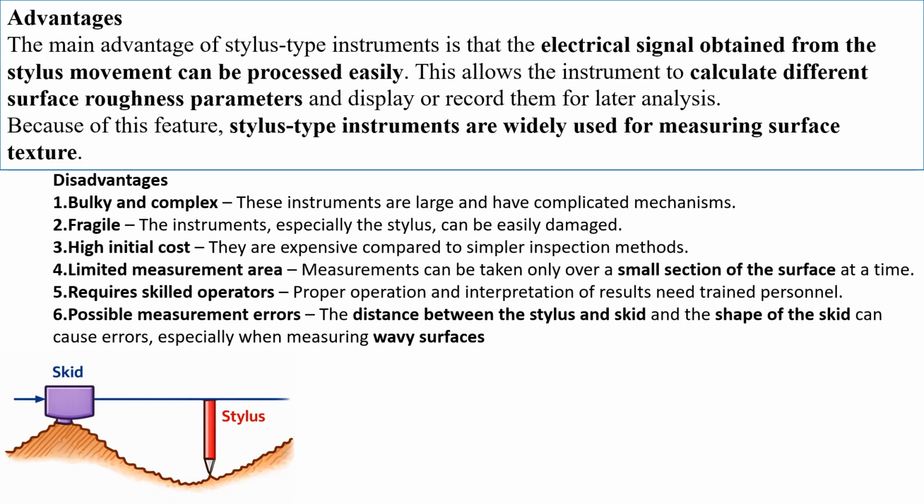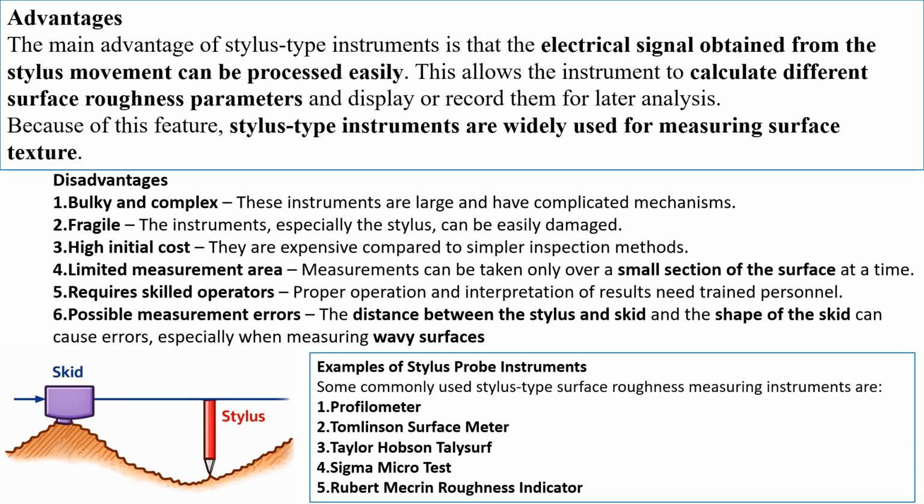And while measuring surface roughness using this method, it requires skilled operators, since proper operation and interpretation of the results need trained persons. Another limitation is the possibility of measurement errors. The distance between the stylus and the skid and the shape of the skid can cause errors, especially when measuring wavy surfaces.